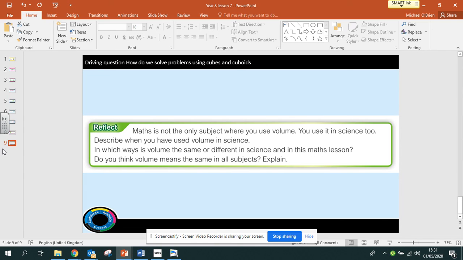In which ways is volume the same or different in science as in this math lesson? And what do you think volume means? Do you think volume means the same in all subjects? So are there subjects that use the word volume but don't mean what we've just said? I can think of one, but have a think. See if you can come up with something.